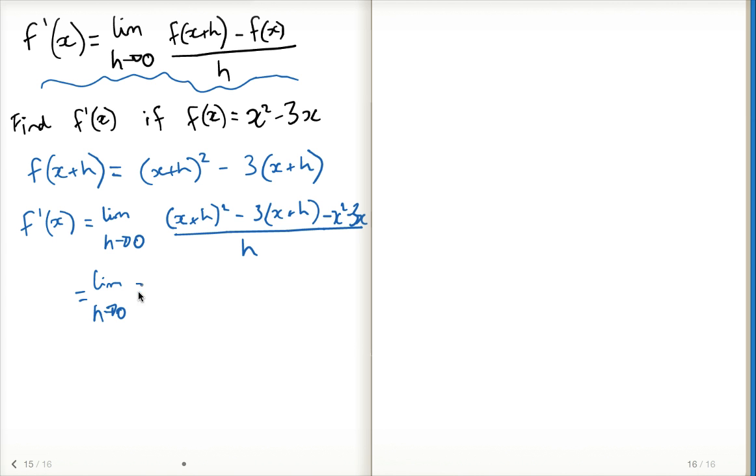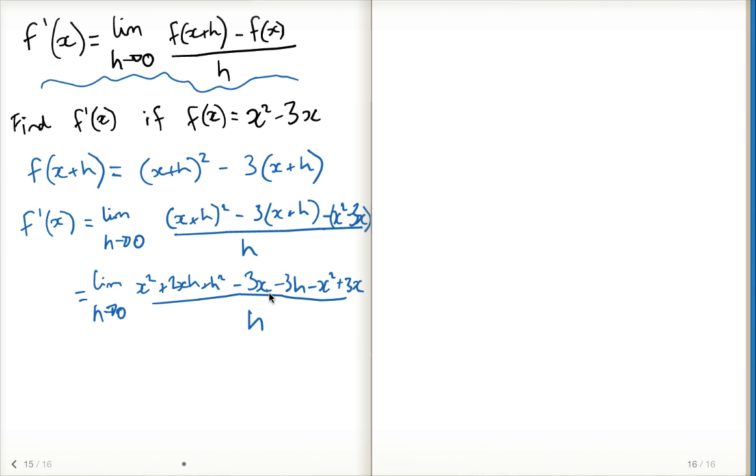Let's expand this first bracket. We get x squared plus 2xh plus h squared. This one here, be careful of that negative, minus 3x minus 3h minus x squared. And this was minus all of this. Okay, so this becomes a plus 3x, divided by h.